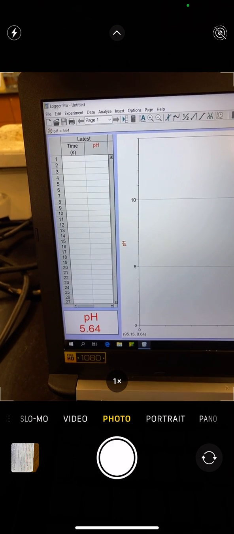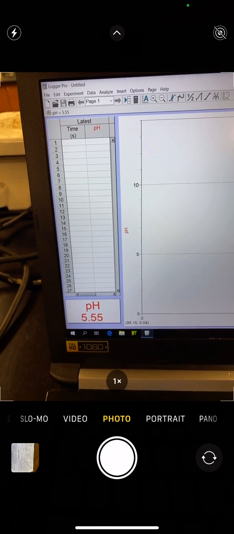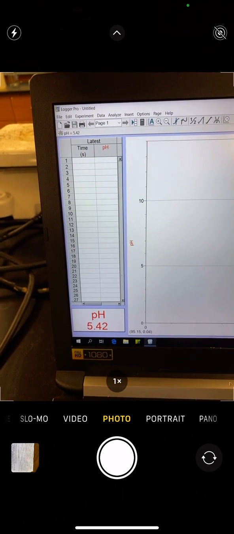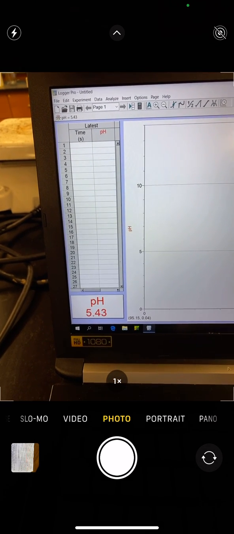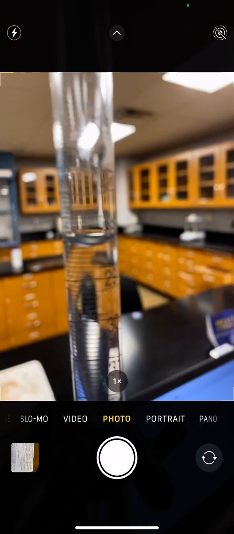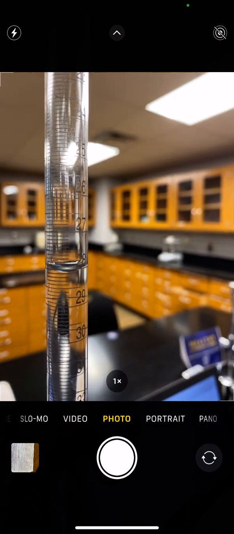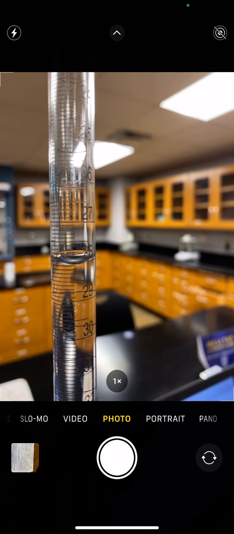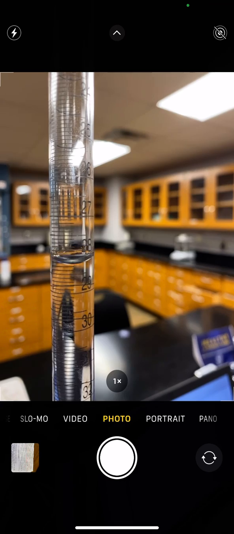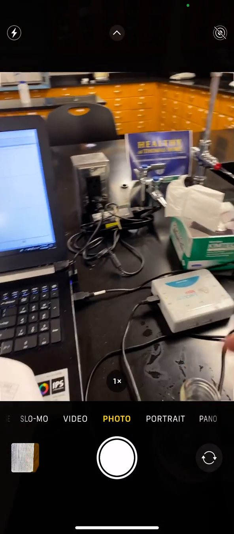So since there's no buffer in there, it bounces around quite a bit. Probably dissolving things off the probe. Yeah, so we're going to say 5.43. 5.43 is the beginning pH. So we're going to add to this 1 milliliter of NaOH. Actually, I'm just going to do half a milliliter. It only takes a little bit. Half a milliliter of NaOH went in here with our water.